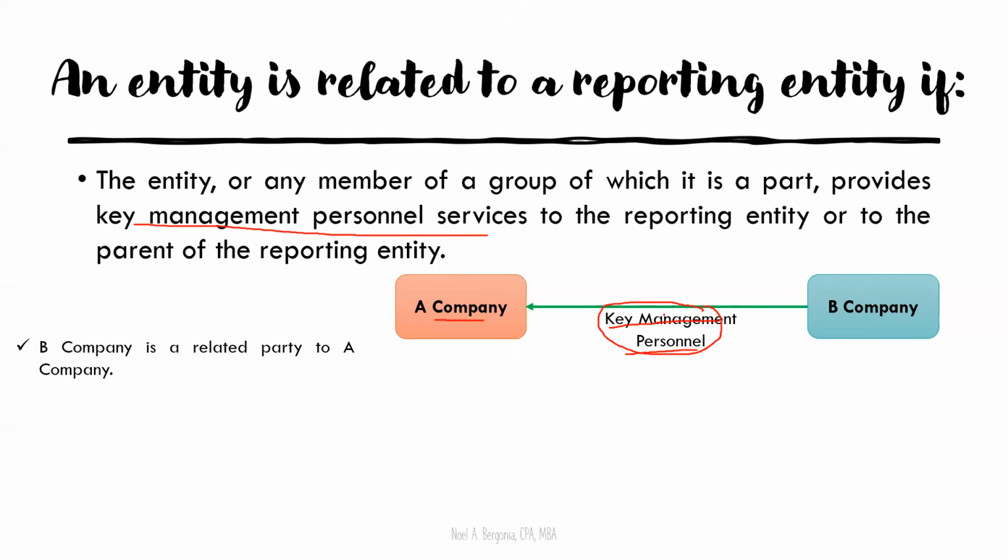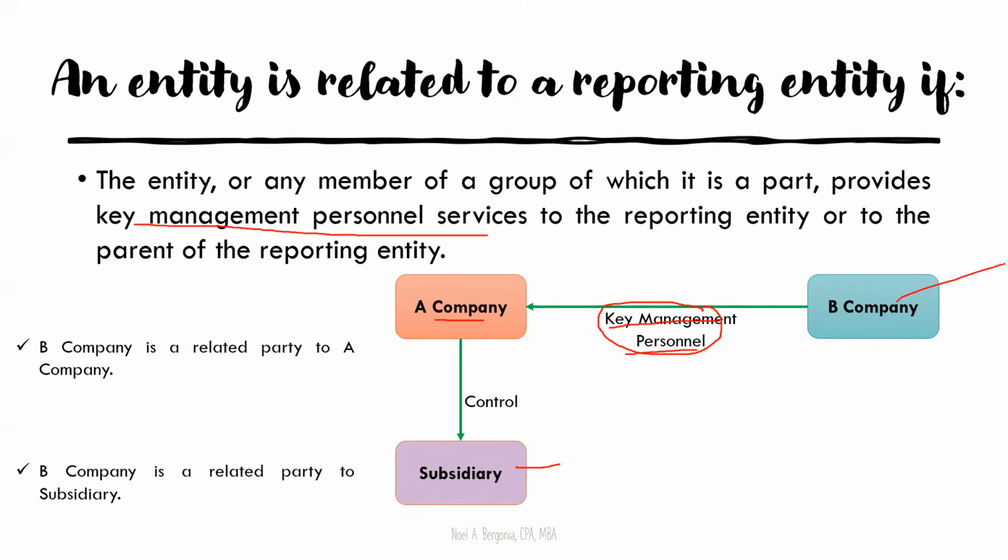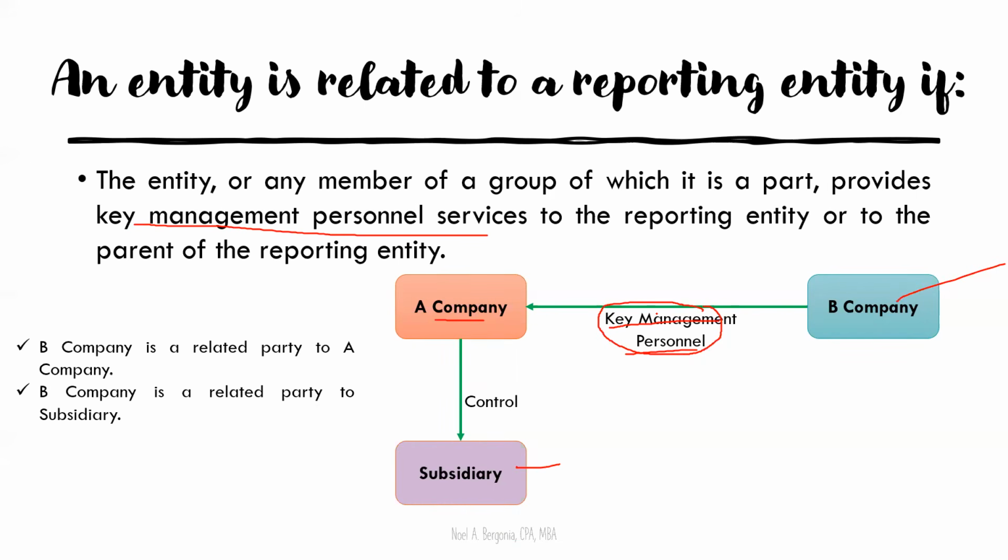Now, if a company A has control over another entity, which is the subsidiary, is there a relationship or related party between the subsidiary and company B? Our answer is yes. They are related parties, because what connects them is company A, which has control over the subsidiary. Remember, in our previous slide, the connection of the company is about control. If it's an associate, it is not a related party. Okay? So clear?